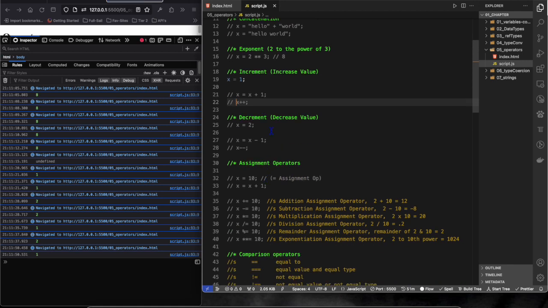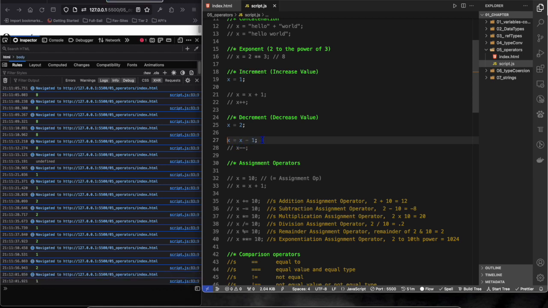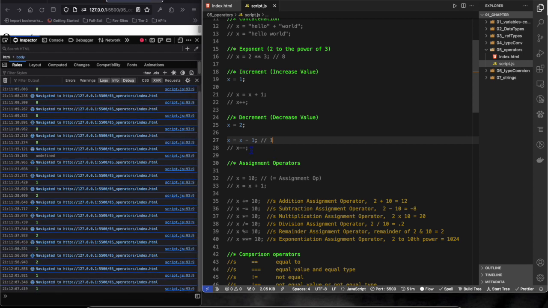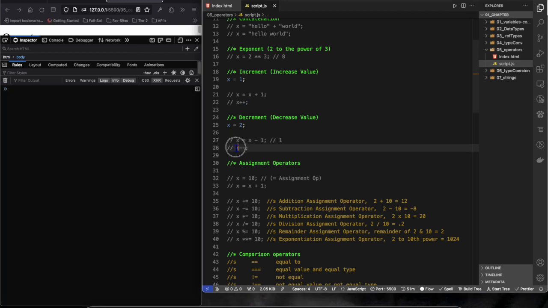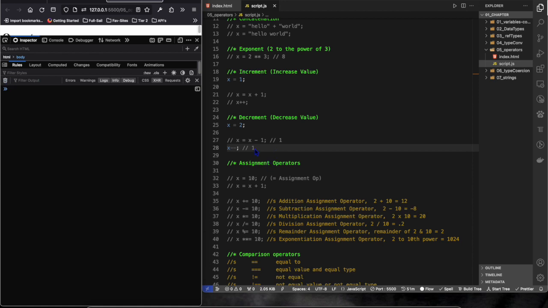To decrement, or decrease value, we'll have X equals 2. And to decrease value, we can do X equals X minus 1, which will give us a value of 1. Or we could do X minus minus, which will give us also a value of 1, which is more common.